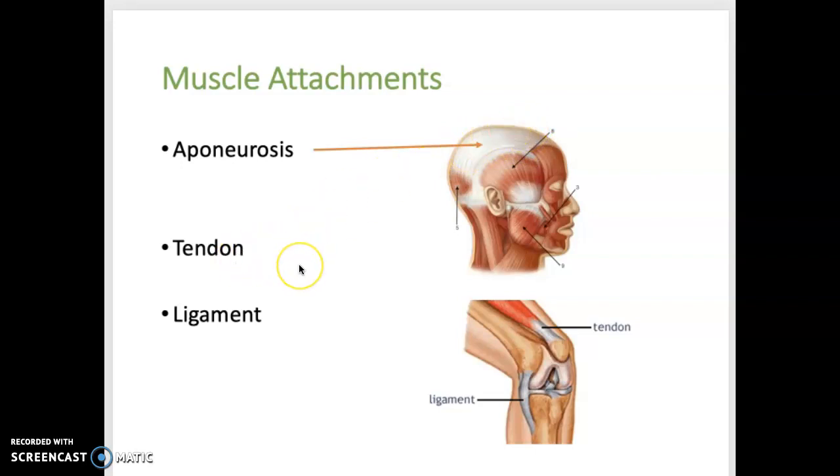A tendon is a fibrous attachment that is cord-like. It's almost sort of like a rope. And a ligament is a fibrous attachment that holds bones together. A tendon is shown here. So a tendon connects a muscle to a bone, and a ligament connects bone to bone. So tendons and ligaments are really similar in their composition, in the tissue they're made out of, but they just connect two different things.